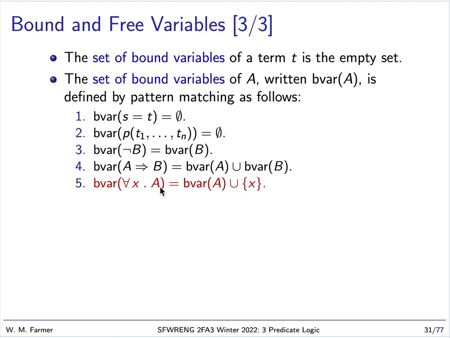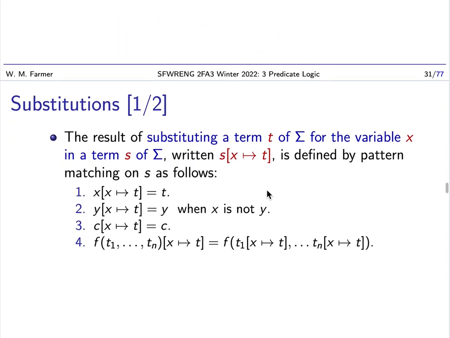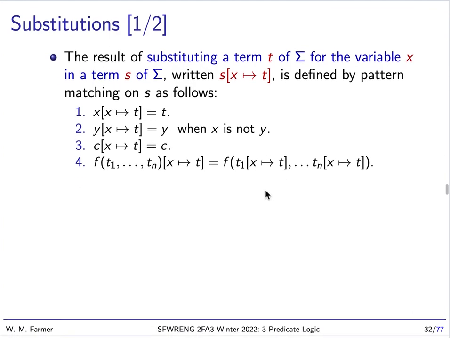Whether X occurs in A or not, it does occur in the formula for all X A. So the bound variables of the universal quantifier here are going to be the bound variables of A union X. Okay, so the next thing we want to talk about is substitution.